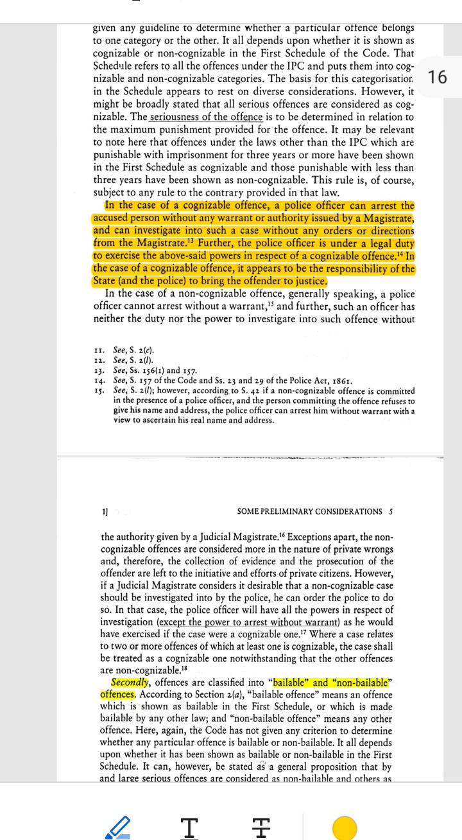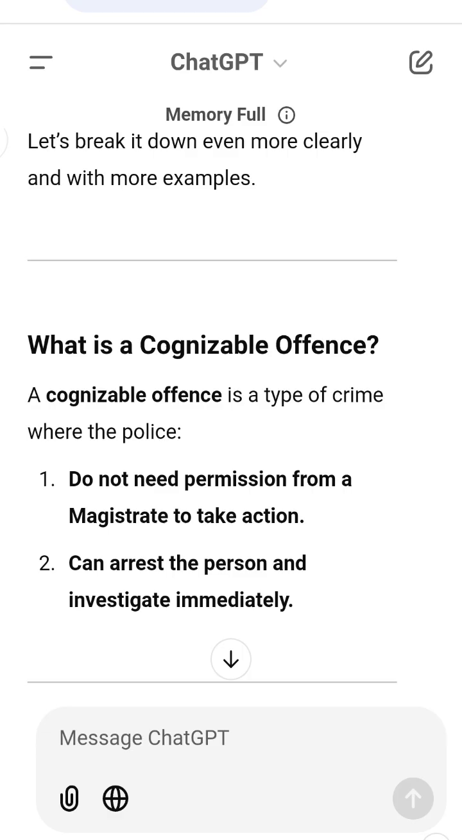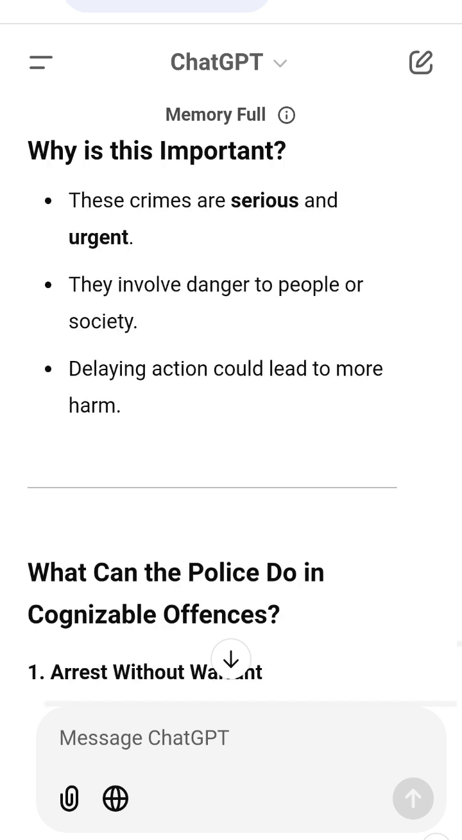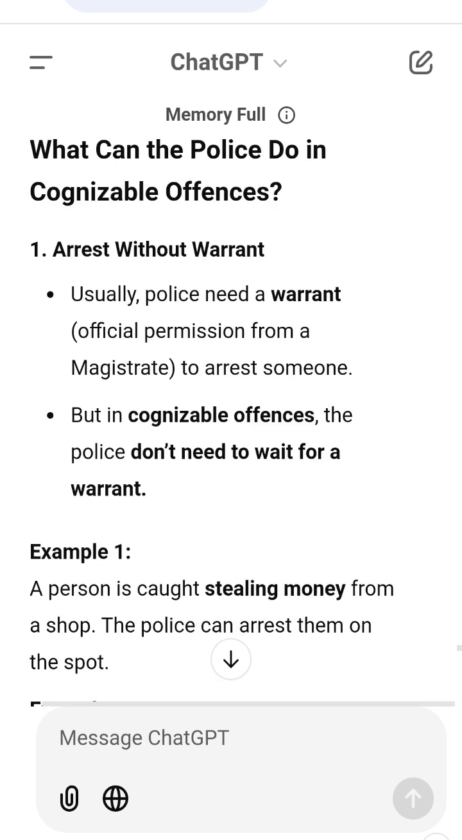Examples of cognizable offences. Here are some common examples to make it even clearer. 1. Murder. If someone kills another person, the police can arrest them immediately without waiting for a warrant. 2. Kidnapping. If a child is kidnapped, the police can start looking for the child and arrest the kidnapper right away. 3. Robbery.